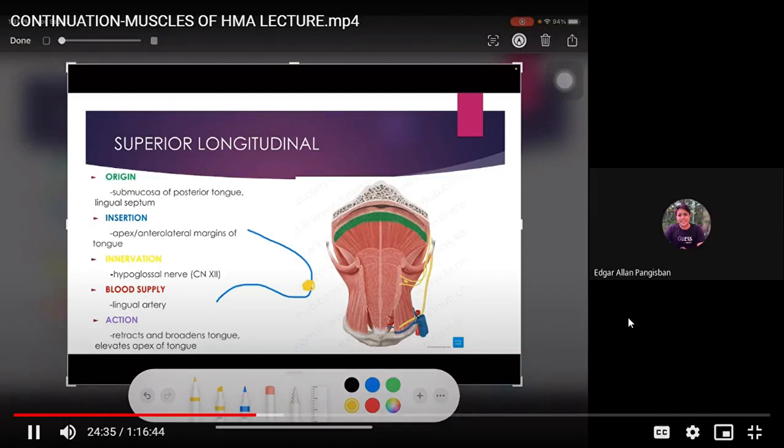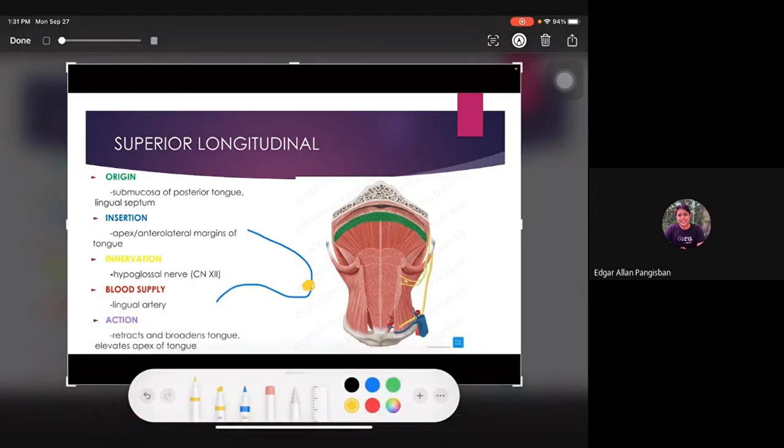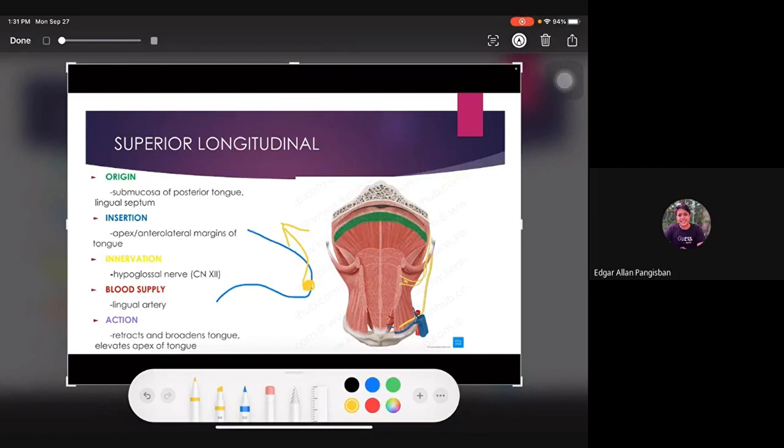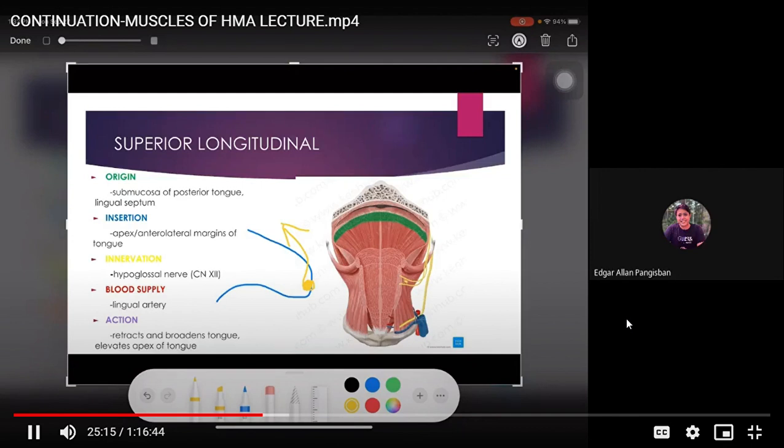Now, the action is, it widens the tongue. Okay? Widens the tongue. Yun ang kanyang action. So, pinapalapad yung tongue nyo. Okay, broadens or widens the tongue. And it also elevates the apex, or pulls the tip of the tongue. Pag sinabi natin apex, it's the tip. So if the tip of your tongue is pulled upwards, that is the action of your superior longitudinal muscle. Again, it widens the tongue and pulls the tip of the tongue upward.